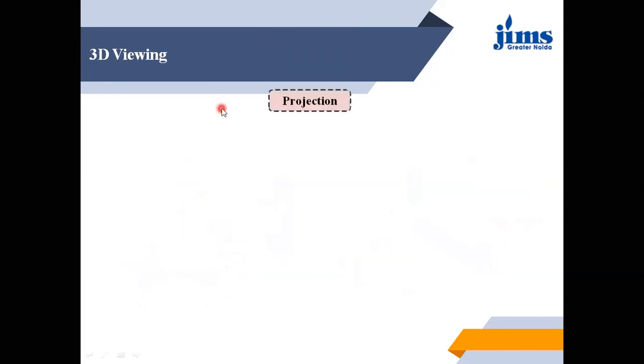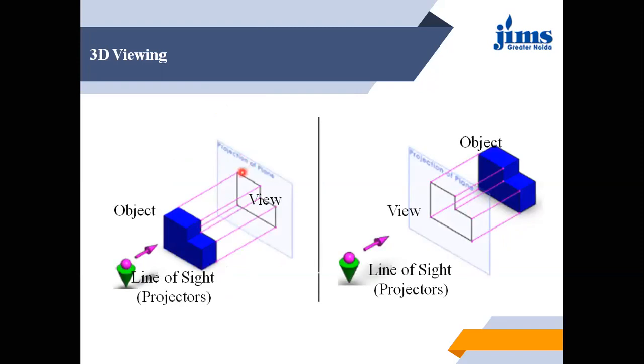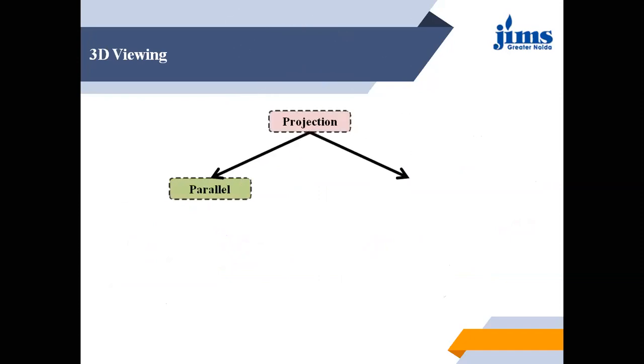And in the last of this, we try to understand about the projection, as we saw that all the images are formed by the projections of lines through the object. So we have to understand what the projection is. So basically, projection is of two types.